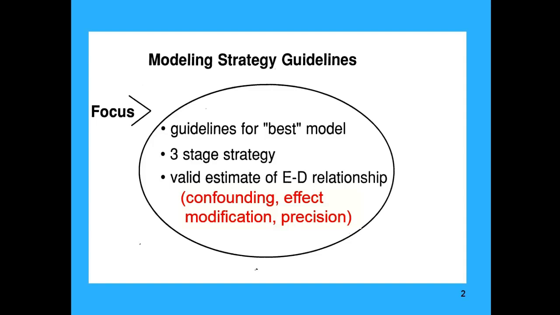So the goal of what we're going to be talking about here is trying to come up with the right answer, a valid answer that takes into account confounding, interaction, and precision in some reasonable way. That's the idea. Okay, got that?